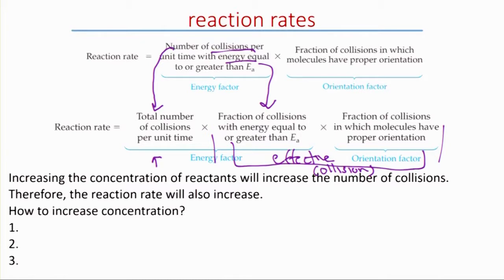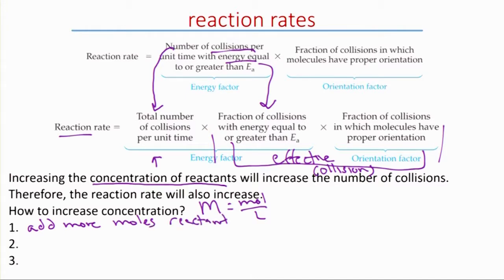Well, how do we increase the total number of collisions per unit time? That is by increasing the concentration of reactants. The more concentrated reactants you have, the faster this reaction rate will go. So how do we do that? What are some ways to increase concentration? If you think of concentration, we've been talking about it in terms of molarity, moles per liter. Well, you can see that we can get the concentration to go up if we increase the number of moles of reactant. So add more moles of reactant.